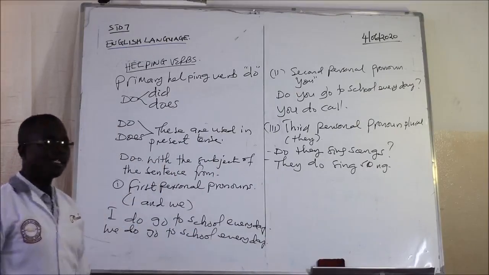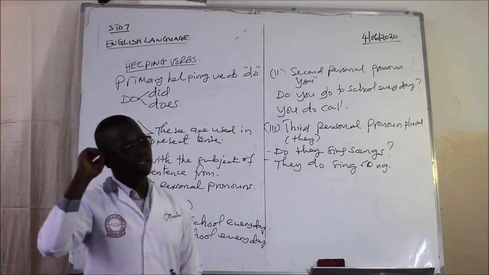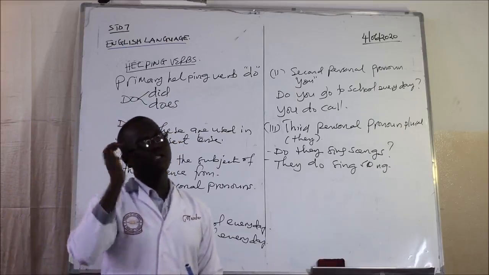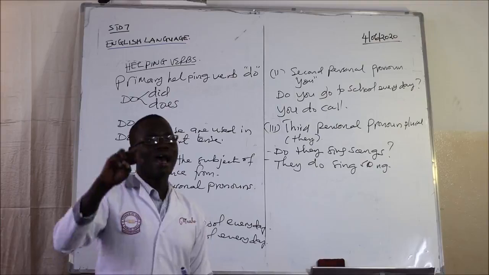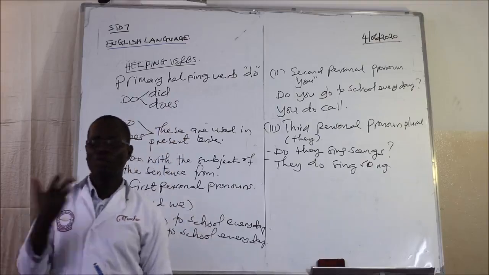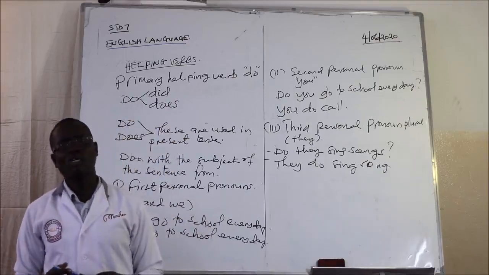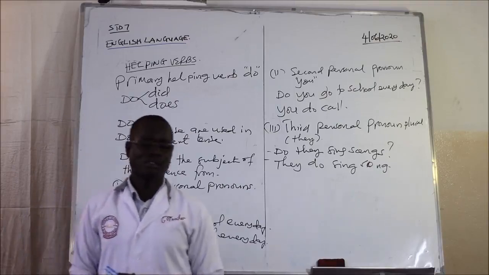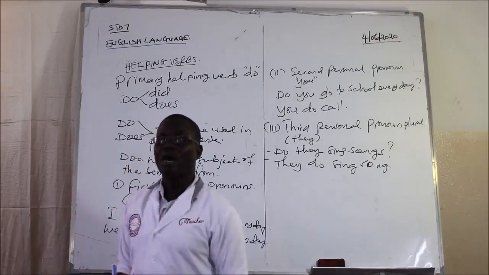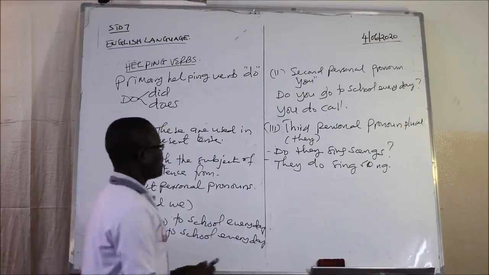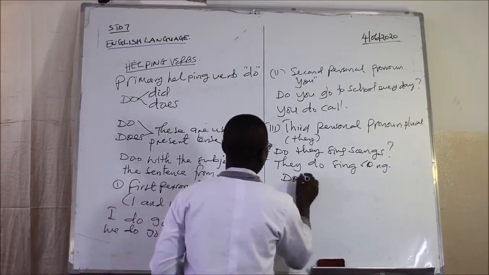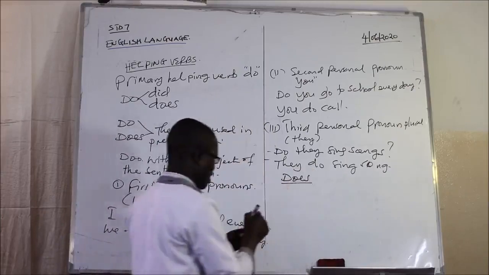Therefore, let us go and see the other form of helping verb do, which is used in present tense. Remember, I had introduced two forms of helping verb do that we use in talking of present action. Here we have do as well as does. Let us go and see helping verb does.